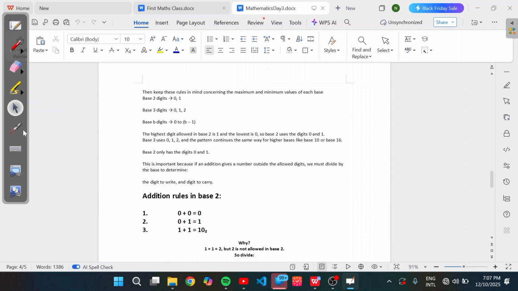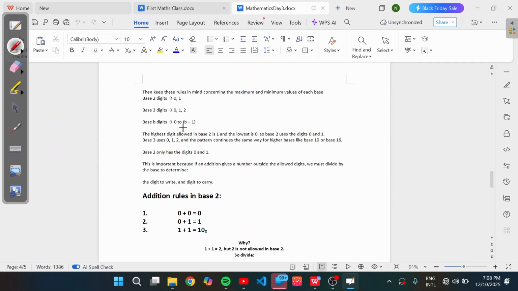Now, we're going to learn these rules here, okay? Base 2 digits can only have 0 and 1. So if you see something, let me do a little scribble. Let's say something like 1, 0, 2, 3, base 2. This is wrong. This cannot exist. Base 2 can only have 0 and 1 in its numbers. You can have 1 and 0, but it cannot have 2 or 3. So this is wrong. Let me clean that off.